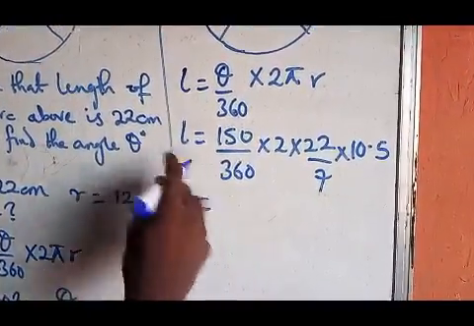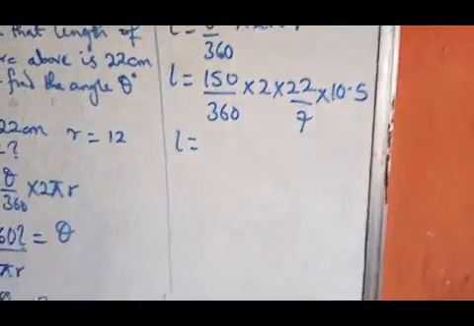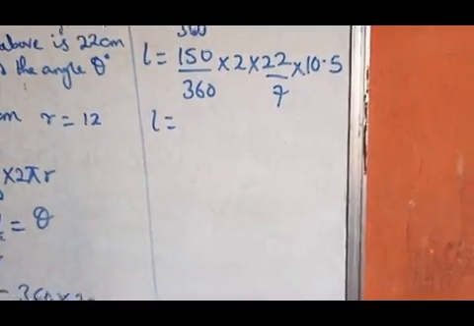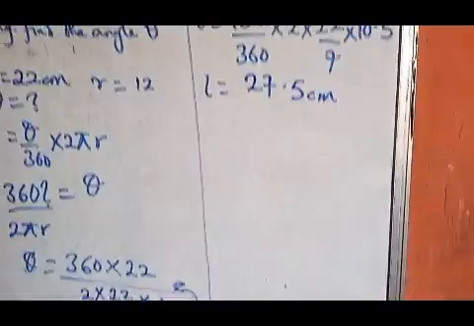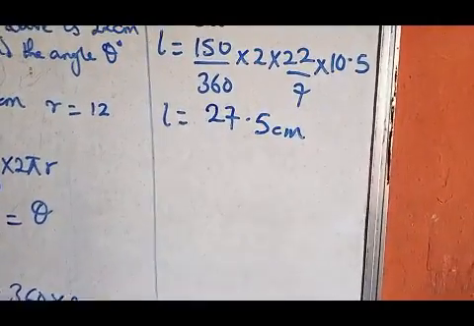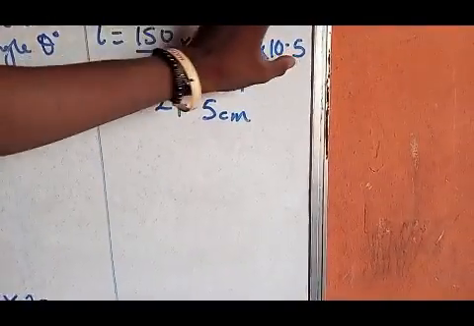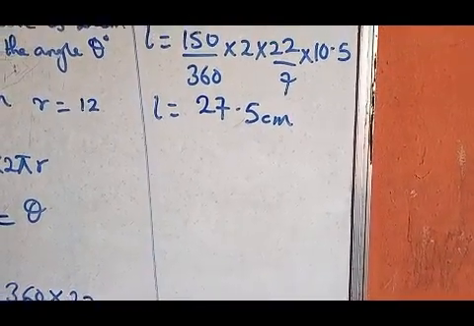The same thing: multiply everything together, divided by 360 multiplied by 7, and you are going to have your answer to be 27.5 centimeters. You can use your calculator, multiply everything in the numerator together and the denominator together, and divide what you get in your numerator by what you get in your denominator. So this is the formula for finding the length of an arc.